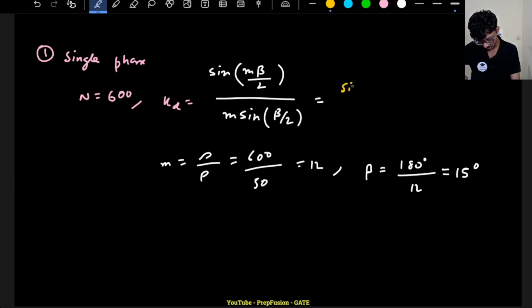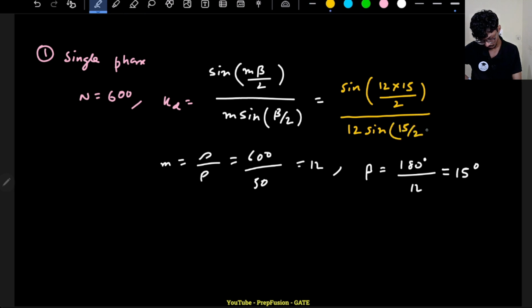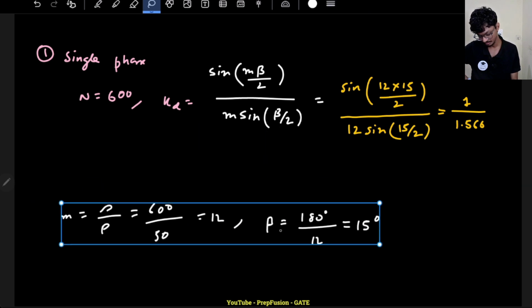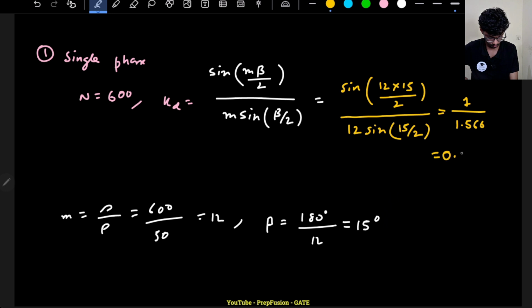So my KD will be what? Sine of m beta by 2, so 12 into 15 divided by 2, divided by m sine of beta by 2, that is 12 sine of 15 divided by 2. This is 6 into 15, so 90. Sine 90 is 1 simply. So 1 divided by 1.566. KD is very bad. So the distribution factor actually becomes very bad if the number of phases becomes 1. So it will be 0.6385.